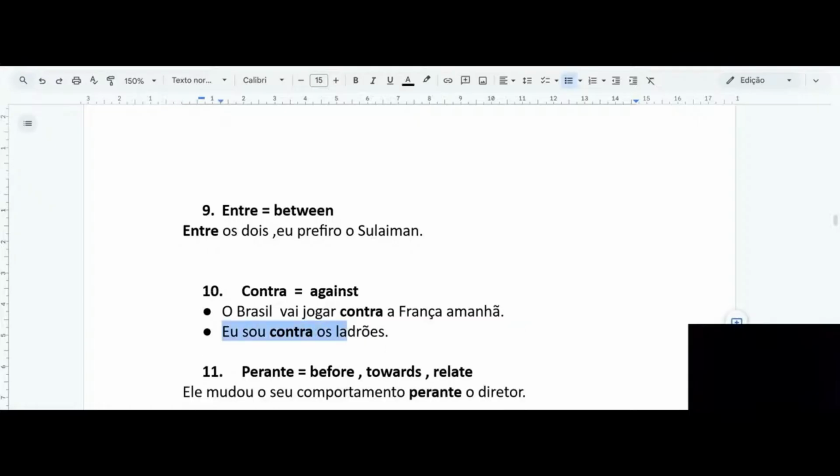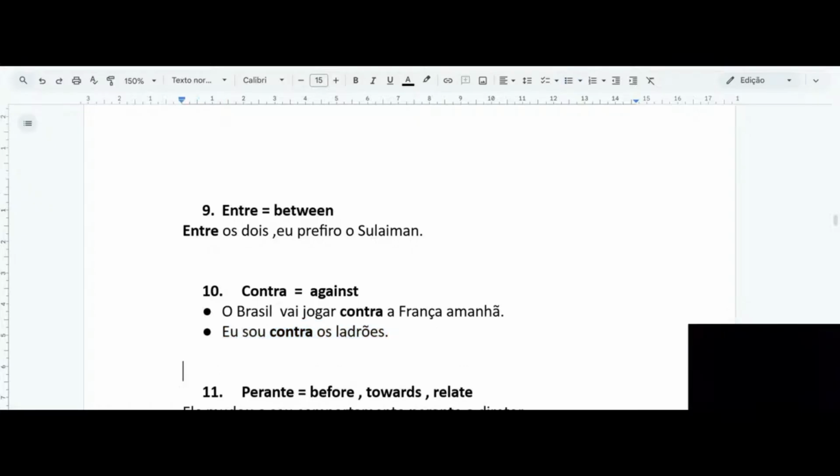Eu sou contra os ladrões. Yeah, I'm against thieves. If you're a thief, I'm against you. I don't like your report.